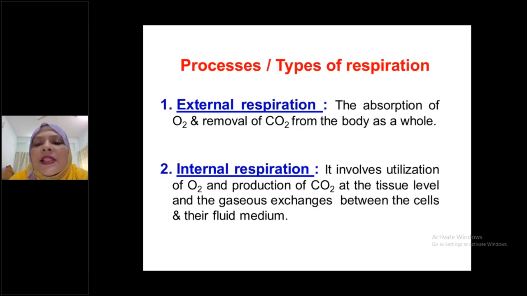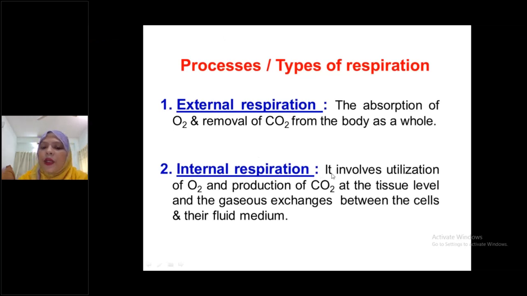External respiration is up to the lung. It is the absorption of oxygen and removal of carbon dioxide from the body as a whole. That is, it occurs at the lung level. It is the transport of oxygen from outside into the lung and removal of carbon dioxide from lungs to the external environment. External respiration occurs at the lung level. That's why it is called external respiration.